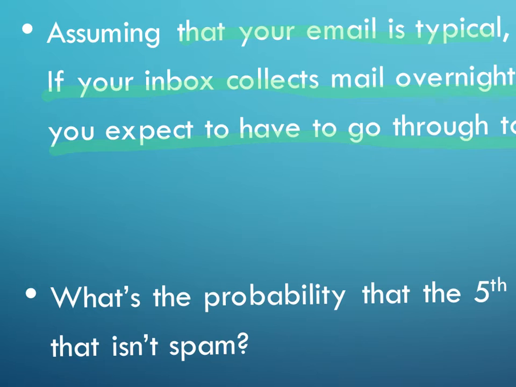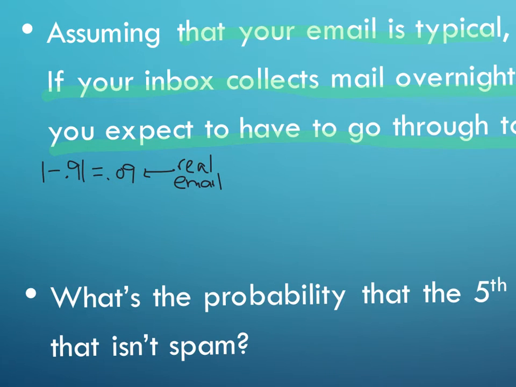Okay, so we know that our probability we're going to have spam is 91%. So therefore, to get a real message, we're going to take 1 minus 0.91 to get 0.09. Okay, so this is our probability. It's a real email.